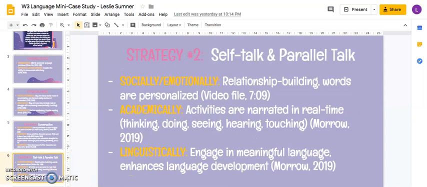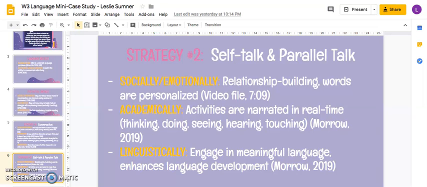Strategy number 2 is self-talk and parallel talk. With self-talk and parallel talk, words are linked to actions. So by using these, this builds a more trusting relationship as a teacher with Layla, which can support her emotional well-being. Because she's not fully able to express her ideas, wants, or concerns, this strategy supports her language development as her actions are actively being narrated.